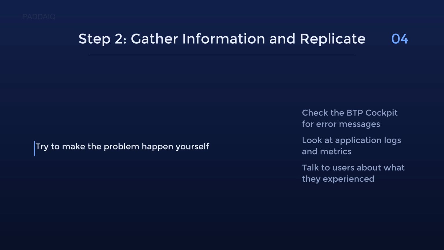Try to make the problem happen yourself. This means actively attempting to reproduce the issue in your own environment. For example, if a user reports a data sync failure, log in and attempt the same sync process to see if it fails identically. By doing this, you confirm the problem firsthand and gather accurate details for resolution.